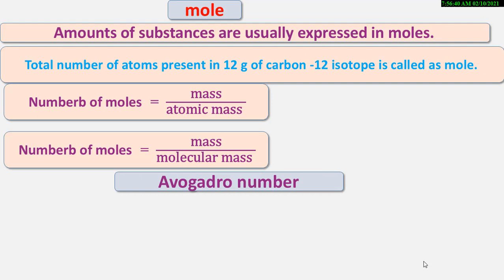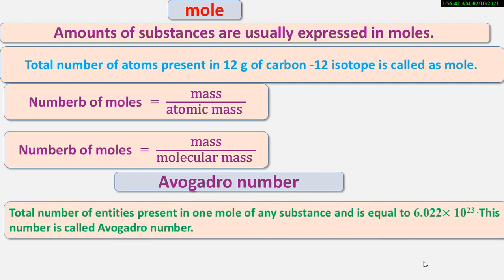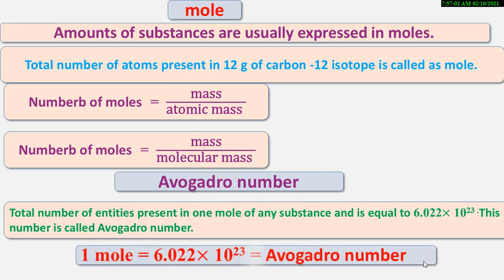Next we see Avogadro number. The total number of entities present in 1 mole of any substance is equal to 6.022 × 10^23. This number is called the Avogadro number. That means 1 mole is equal to 1 Avogadro number, equal to 6.022 × 10^23.